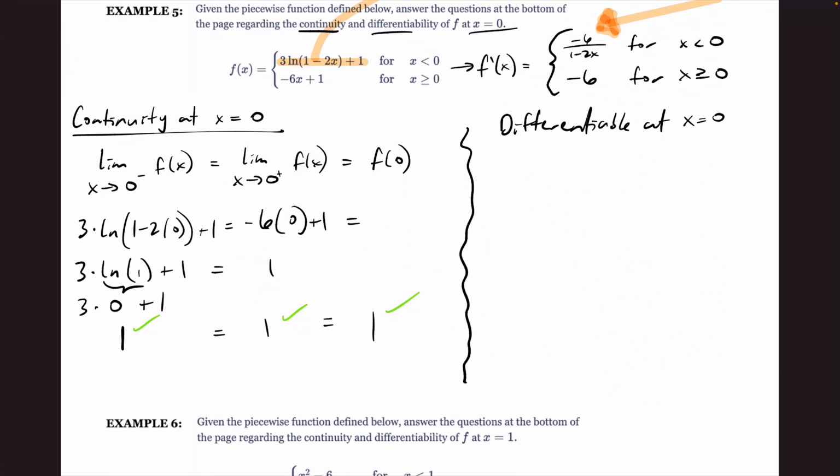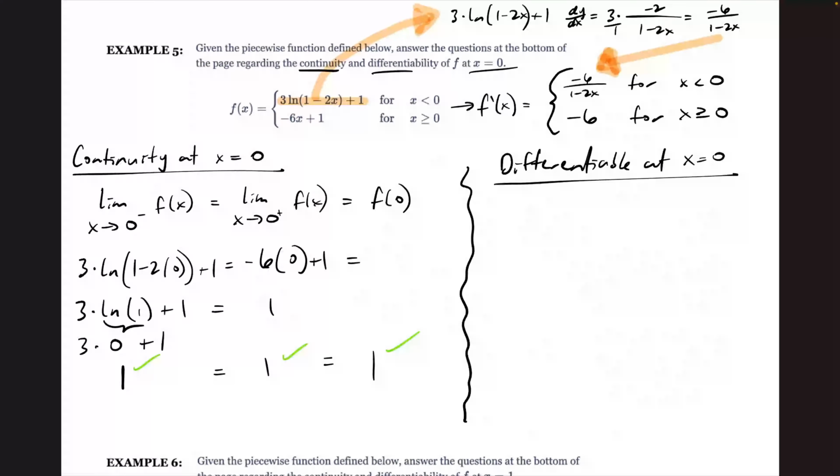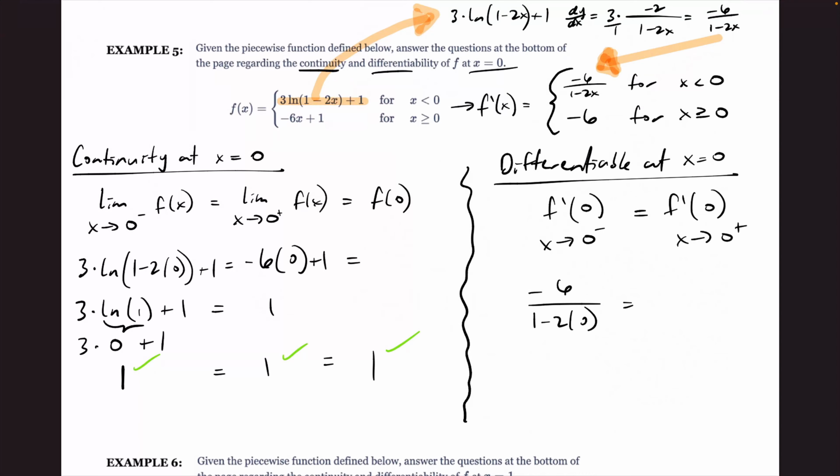at x equals 0. So we need to use the derivatives. F prime of 0 as x approaches 0 from the left has to equal f prime of 0 as x approaches 0 from the right. Plug in 0 again, but this time I'm not doing it to the original, I'm doing it to the derivative. So -6 over 1 minus 2 times 0, that has to equal -6. Negative 6 over 1 equals negative 6 every time.